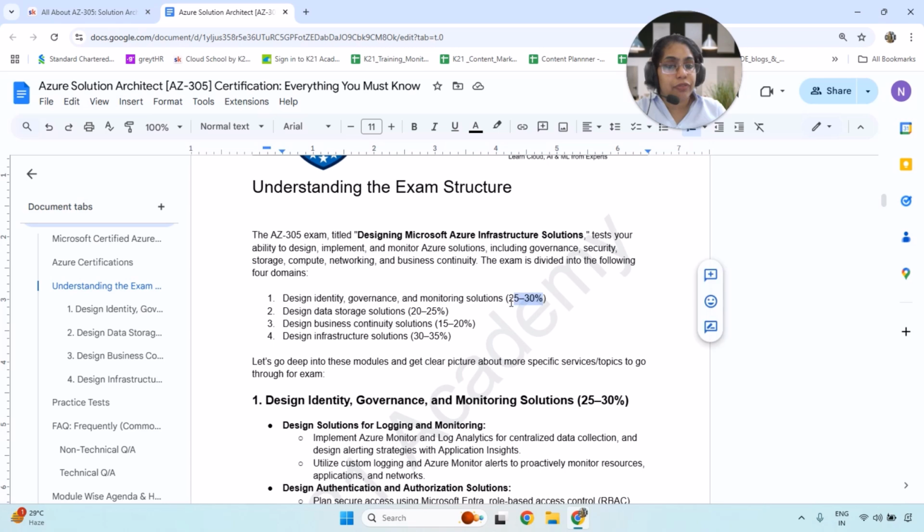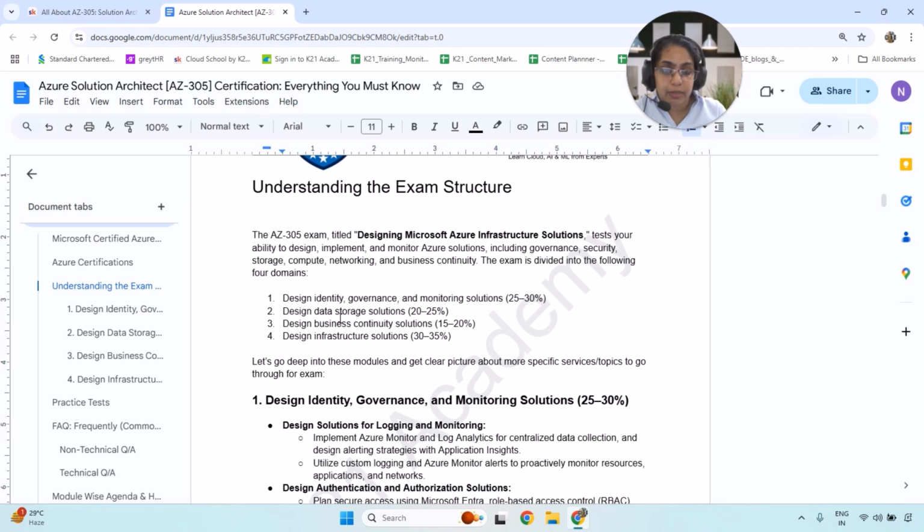The second domain is all about designing the data storage solution, which again has 20 to 25% weightage, which means that you can expect questions between 20 to 25% from this particular domain. The third one is about design business continuity solutions, and it has a weightage of 15 to 20%.